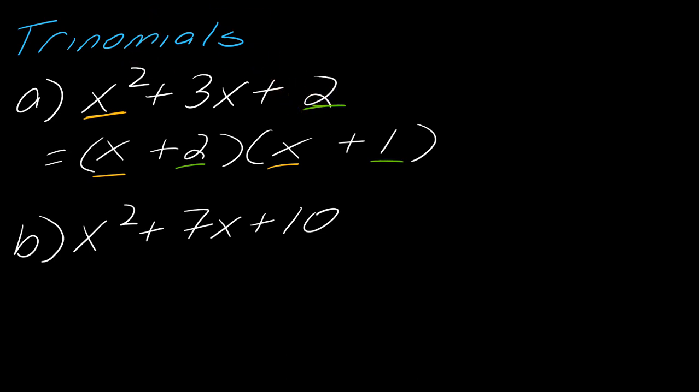So then really the only other things I have to do are 2 times x, so that's giving me 2x, and then x times 1, that gives me just x. So that's going to give me the 3x in the middle.